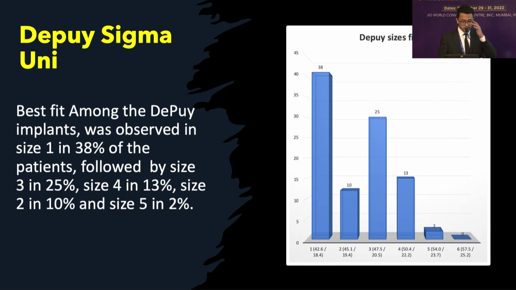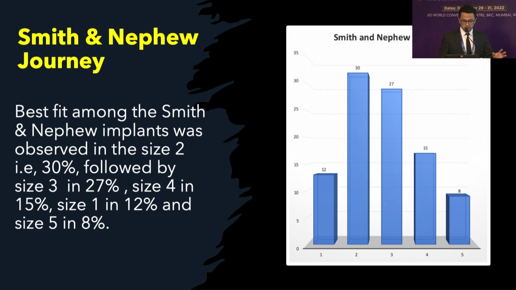For Depuy Sigma Uni implants, size 1 was the most common one in 38% of the patients, followed by size 3 in 25% of the patients, and then size 4 in 13% of the patients. For Smith & Nephew Journey implants, the best fit was size 2, in 30% of the patients, size 3 for 27% of the patients, size 4 in 15% of the patients, and size 1 in 12%.